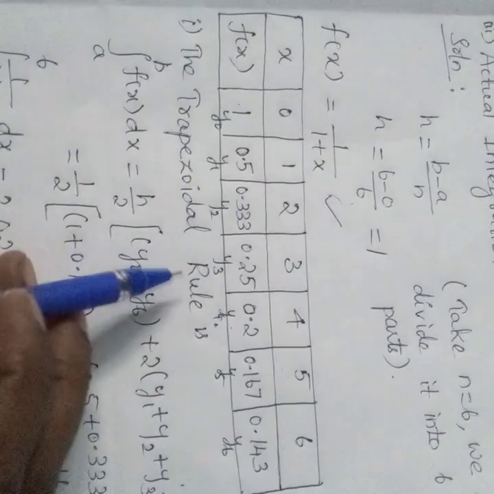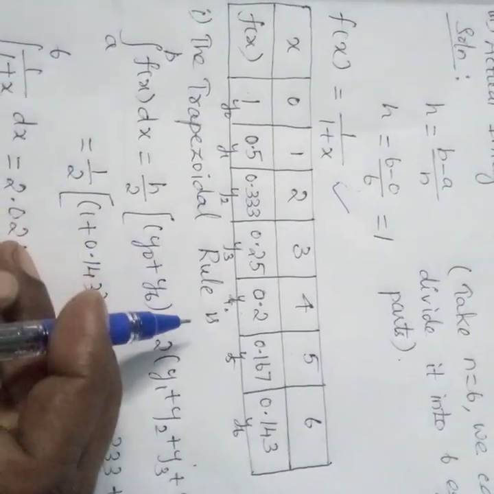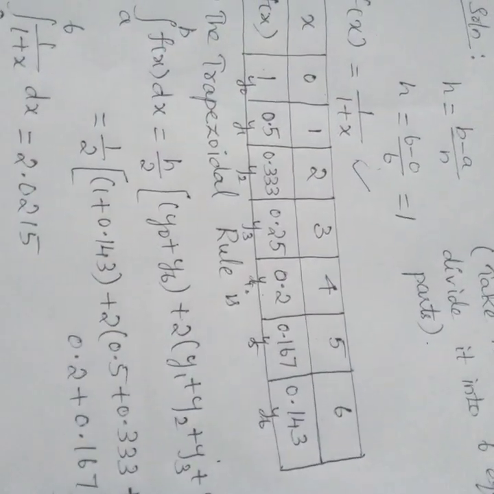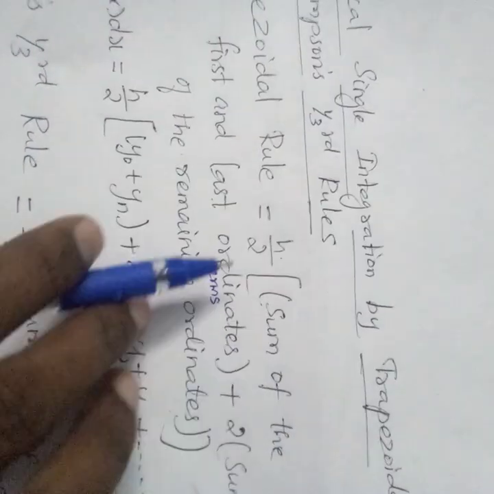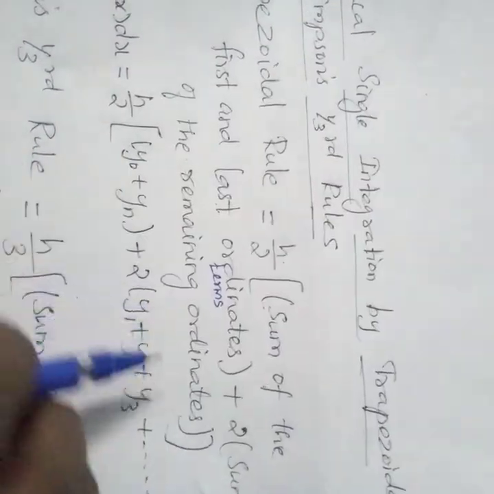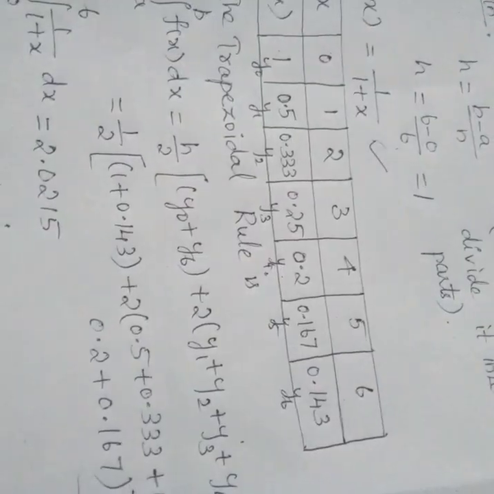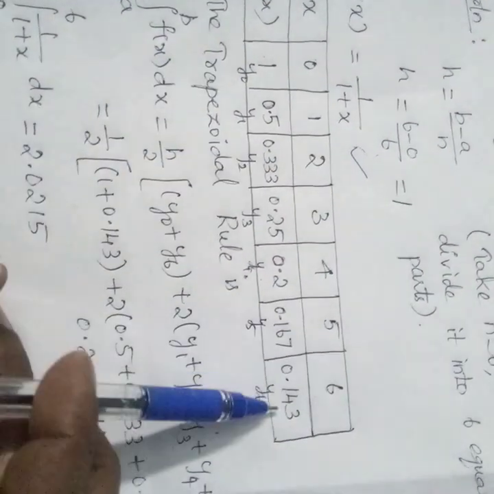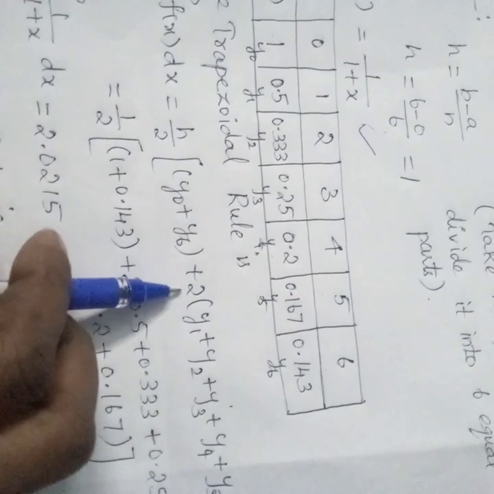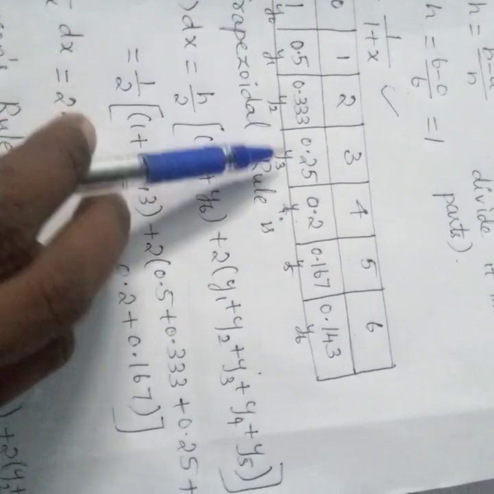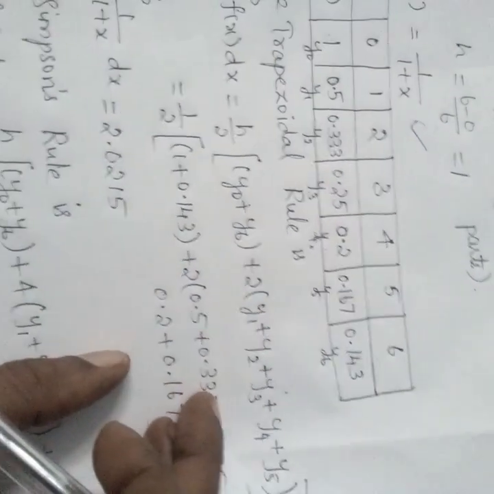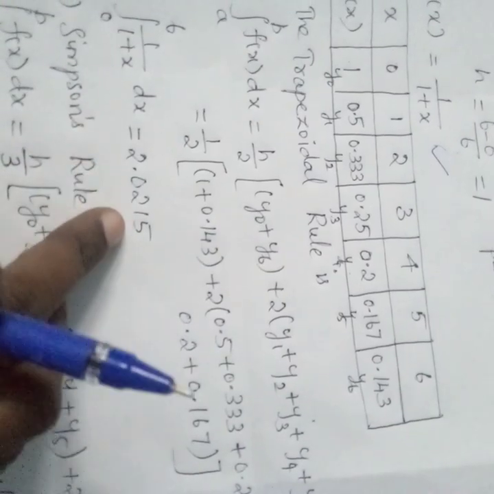Now first one, trapezoidal rule. First write the formula. The trapezoidal rule is integral a to b f of x dx is equal to, what is the formula? h by 2 into sum of the first and last terms plus 2 into sum of the remaining terms. Here the first and last terms are y0 and y6. So y0 plus y6 plus 2 into sum of the remaining terms: y1 plus y2 plus y3 plus y4 plus y5. Now substitute all the values here and simplify. We get 2.0215. This is the answer for trapezoidal.